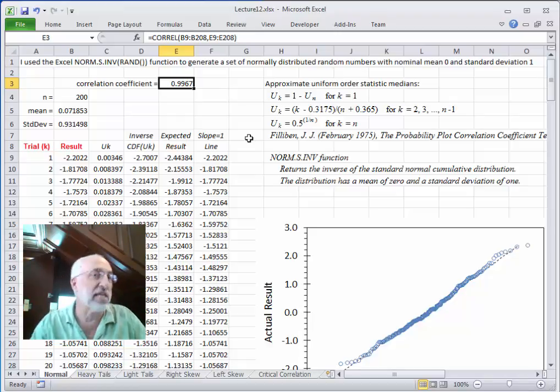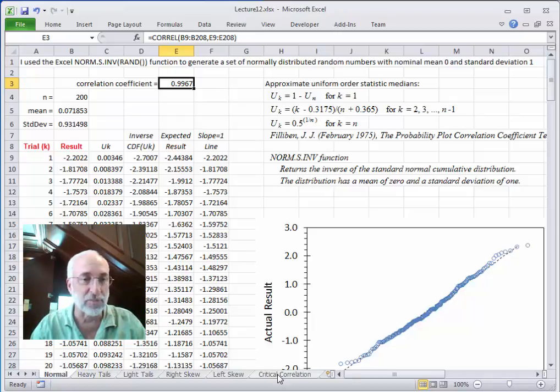But we can do more than just think that. We can actually do a statistical test. Again, as we mentioned in the lecture, there's a critical value for the correlation coefficient given a certain significance level and a certain number of data points. As long as the correlation coefficient I get from the normal probability plot is above that critical level, I can't reject the null hypothesis that the distribution really is normal.